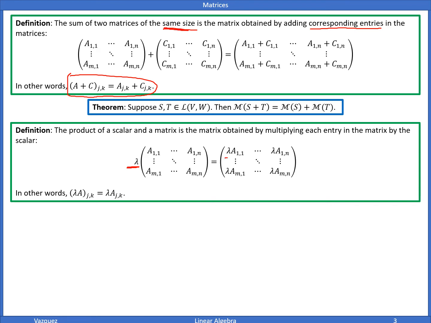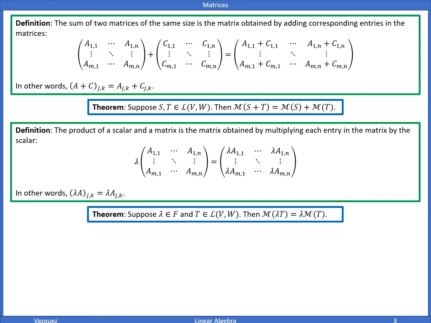right? So lambda times our first component, first row, first column, all the way to lambda times first row, last column, and everything in between. We just multiply everything by lambda, or as it says here, this is how we simplify what we just stated. Again, this shouldn't be too hard of a theorem to prove. Suppose lambda is in F, in other words, a scalar, and T is a linear map from V to W, then the matrix of lambda times T is equal to lambda times the matrix of T.